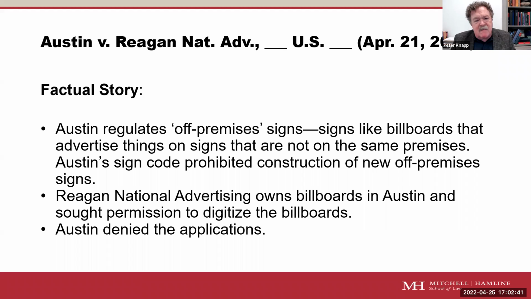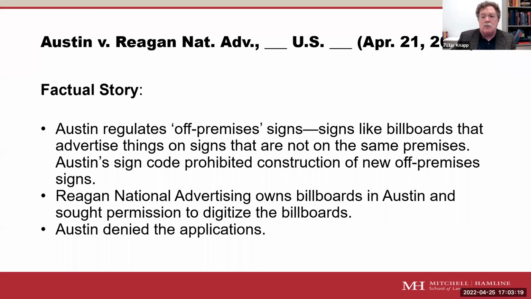And the main thing that Austin's regulations did that ended up disturbing the plaintiff in this case and giving rise to the lawsuit, Austin said, we are going to prohibit constructions of new off-premises signs. We'll grandfather in some signs, those that are there can stay, but we're not going to permit the construction of any new off-premises signs. Reagan National Advertising owned a bunch of billboards in the city of Austin.